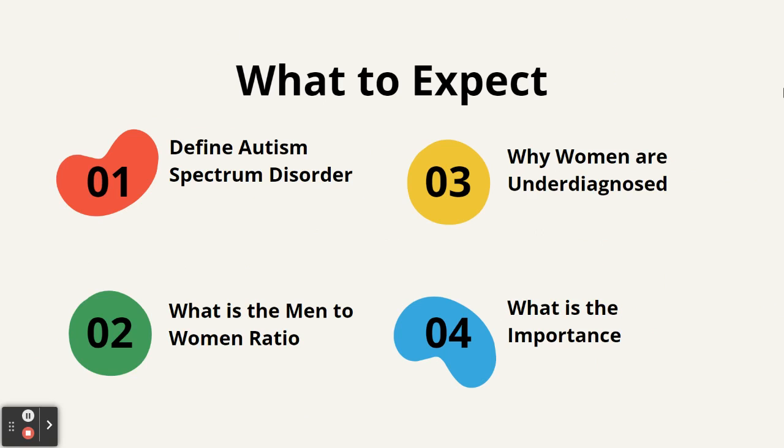Here is what to expect in this discussion. First, I will define autism and provide the diagnostic criteria as well as examples of how it can present. Next, I will talk about the men to women ratio that is currently used in research regarding autism and how it is not an accurate representation. Then, I will speak about why women are underdiagnosed and how autism presents specifically in women. Finally, I will discuss why it is important for people to be aware of the underdiagnosis of autism in women and the effect it can have on their lives. Timestamps will be provided so you can go to the portion of the video you are most interested in.